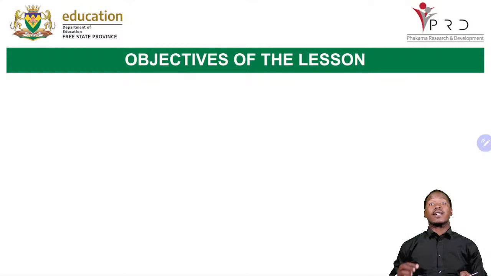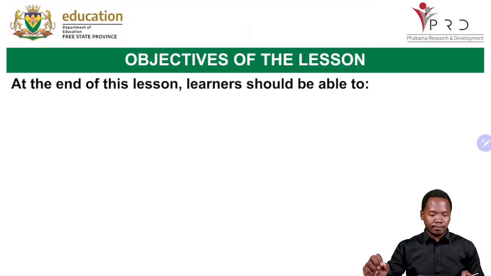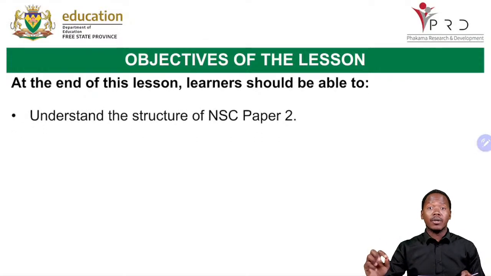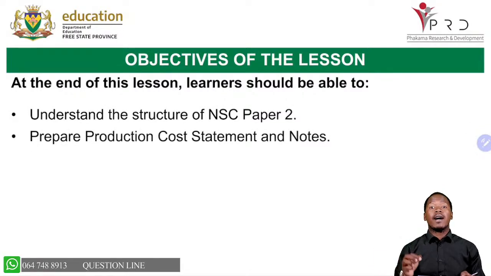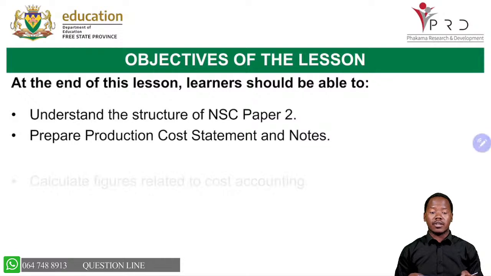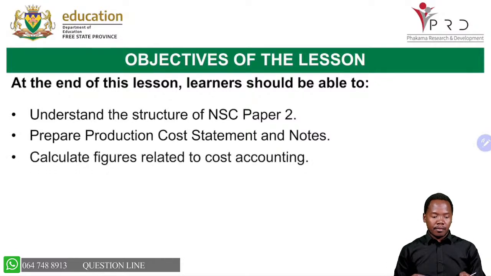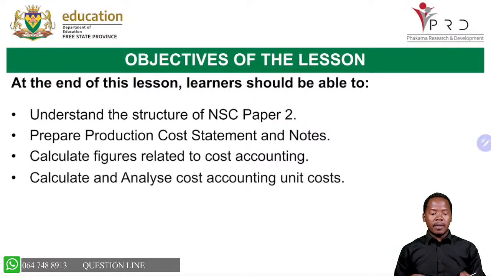Now, grade 12s, let us look at the objectives for this lesson. At the end of this lesson, we should all be able to understand the structure of the NSC November paper 2. Everyone by the end of the lesson should be able to prepare the production cost statements as well as the notes and other relevant calculations to the production cost statement. We should also be able to calculate and analyze the cost accounting unit cost.